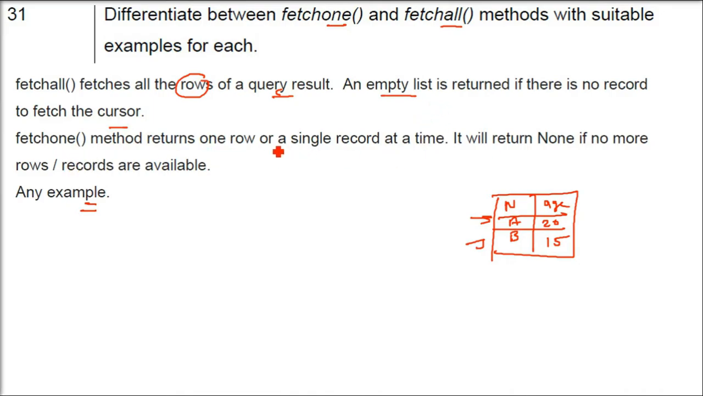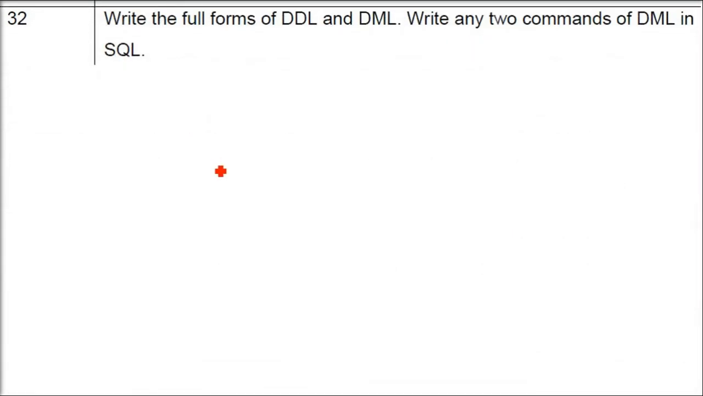What is fetch one? It will give you 1 row or a single record at a time. Either it will give you A or B depending upon the scenario and the query you have posed. It will return None if no more records or rows are available. This is fetch one and this is fetch all.